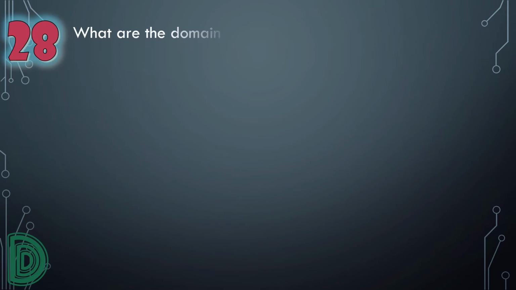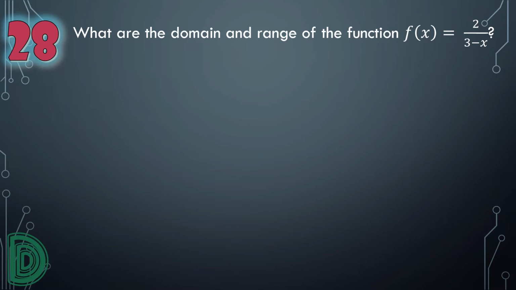Number 28. What are the domain and range of the function f of x equals 2 over 3 minus x? Let us start with the domain of f. To solve for the domain of f, the denominator should not be equal to 0, since we're looking for all values of x that will make the value of f of x a real number. Hence, the denominator of this rational function should not be 0. 3 minus x is not equal to 0. Solving for x, x is not equal to 3.